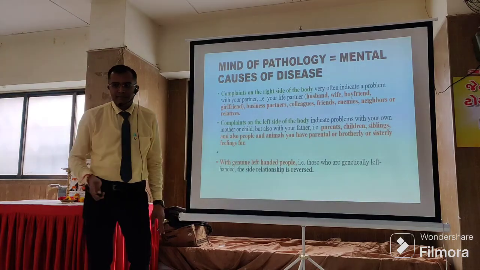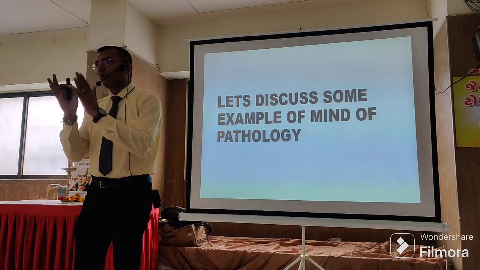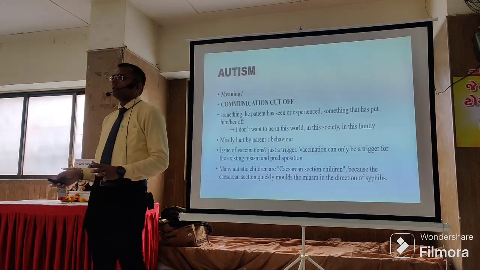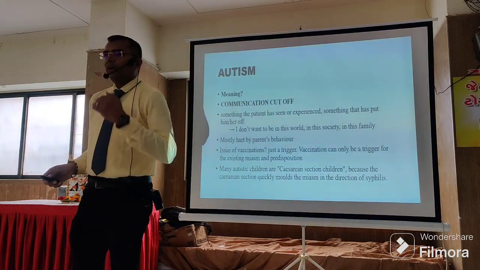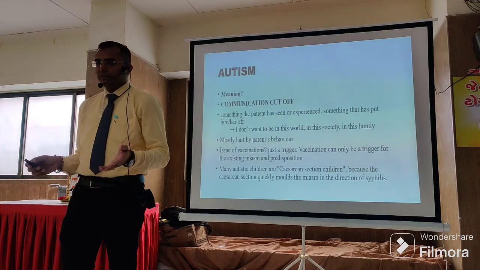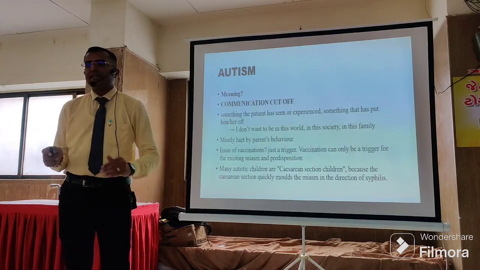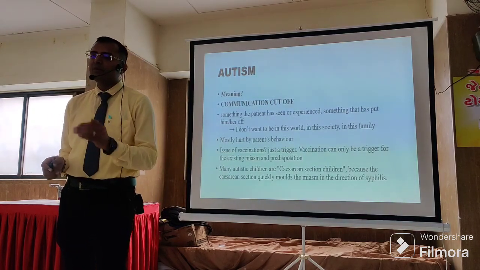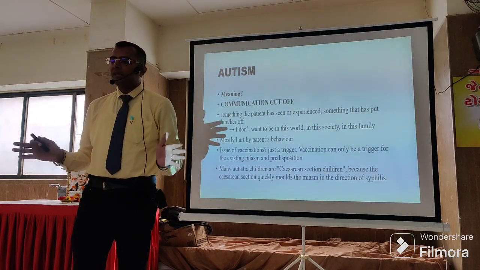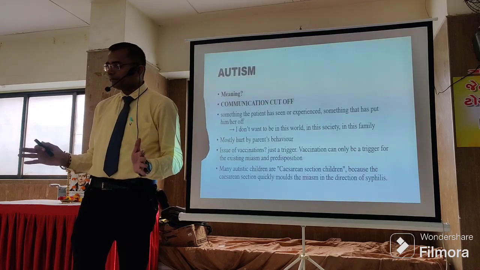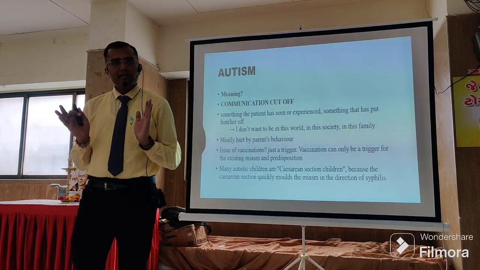Clear? So let's have some examples of the mind of pathology. I will guide you on how to probe. So if we have an autistic child, what is the meaning of autism? Communication cut off. I don't want to communicate with anyone. So this is the meaning of communication cut off. Something the patient has seen or experienced, or something that has put him or her off guard, leading to I don't want to be in this world, in this society, in this family. That leads to autism. Clear?